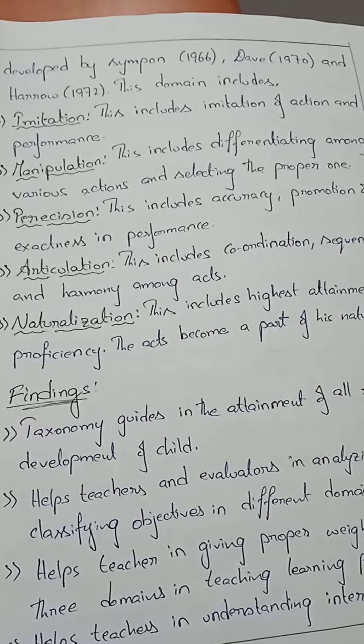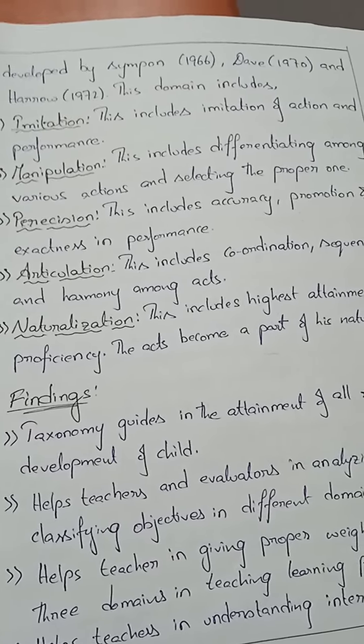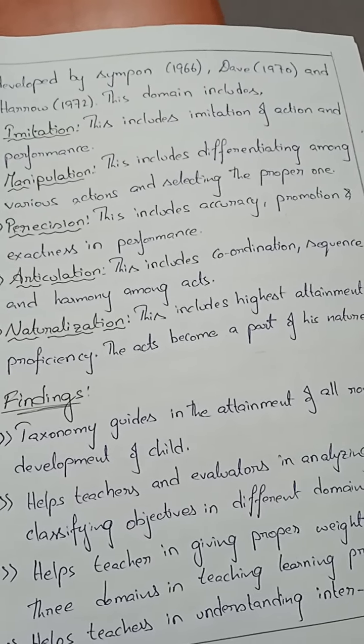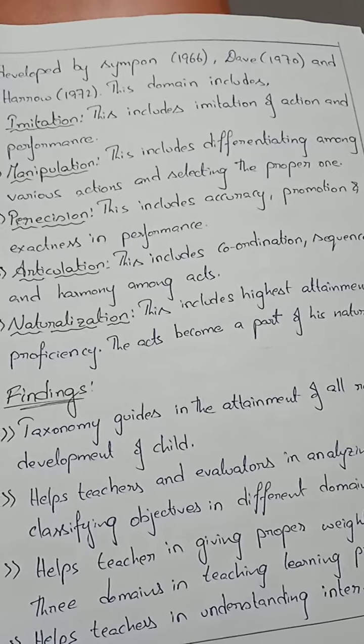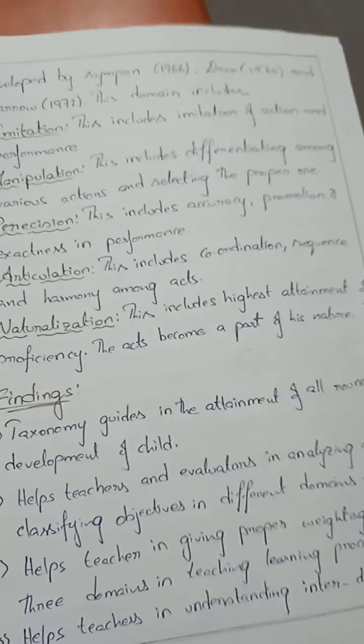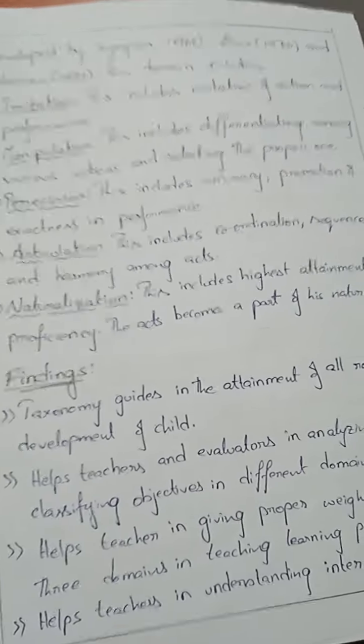Precision. This includes accuracy, proportion, and exactness in performance. Next, articulation. This includes coordination, sequence, and harmony among acts. Next, naturalization. This includes highest attainment, performance, proficiency. The act becomes a part of his nature.